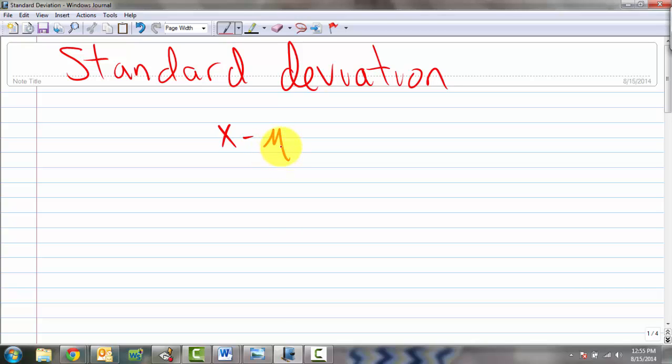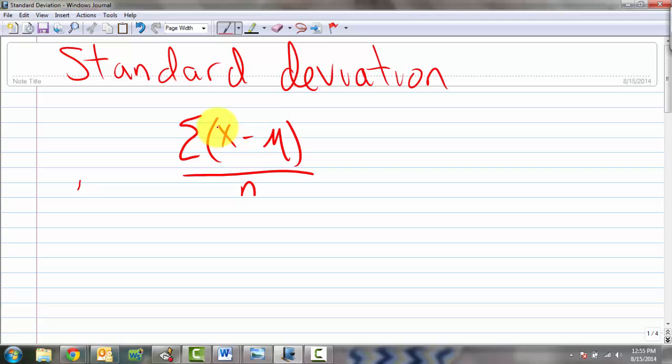Data values that are greater than the mean would have a positive difference. Data values less than the mean would have a negative difference. So if we were to add all these up, remember sigma means add up a bunch of stuff, and then divide by how many things there are, that average would not be accurate because some of these differences are positive and some are negative.